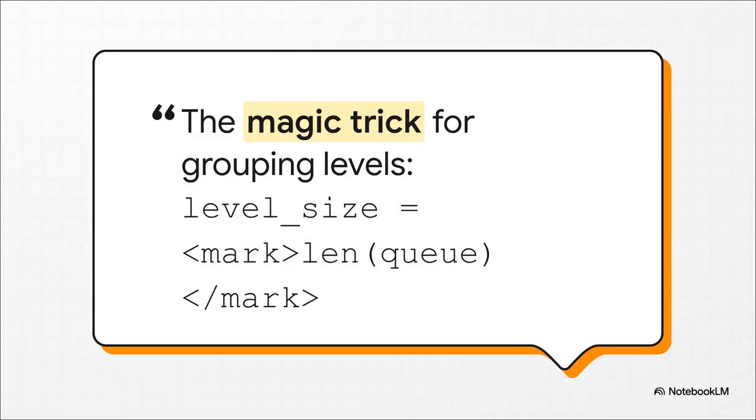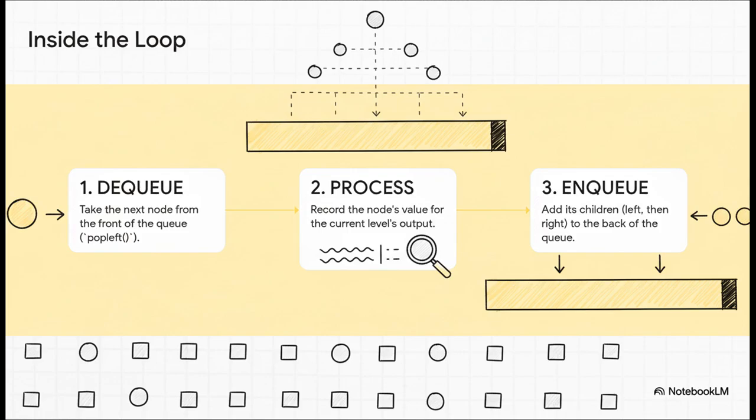Now, if you need to group the nodes by level, like in a list of lists, this one line of code is the secret sauce. Before you start processing a level, you take a snapshot. You ask the queue, how many nodes are in you right now? That number, that level size, tells you exactly how many nodes are on the current level. Then you just loop that many times. It's like putting up a little velvet rope in the line. So inside that loop, for each level, it's just a simple 3-step dance.